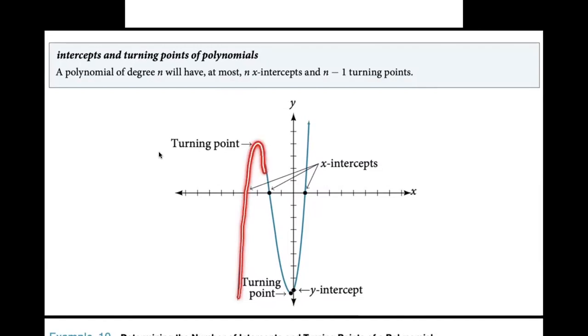So instead of increasing, now we're decreasing. And then we turn, increase again. And then these are your x-intercepts. And then here's our y-intercept. So we have 1 turning point, 2 turning points here, 3 x-intercepts. This is probably a degree 3 polynomial, just looking at the graph.